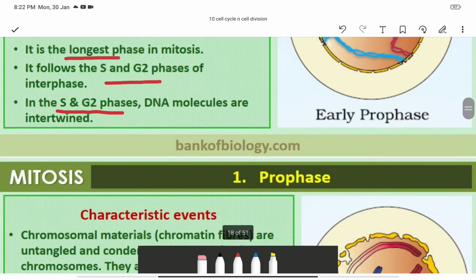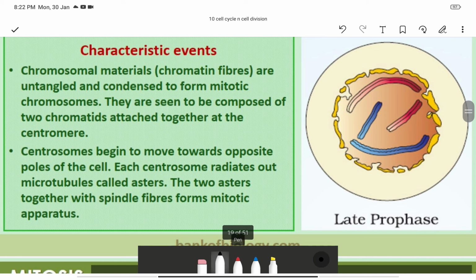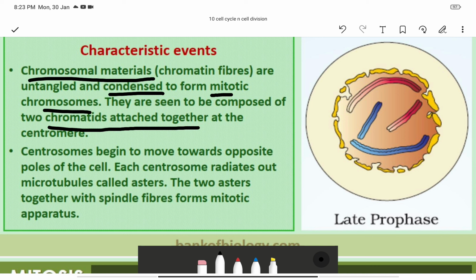What are the characters of prophase? In prophase, the main characters are that the chromosomal materials, the chromatin fibers, are untangled and condensed to form mitotic chromosomes. See here, in late prophase they are condensed. Two chromatids are attached together at the centromere. One centromere is there, and two chromatids are attached like this.